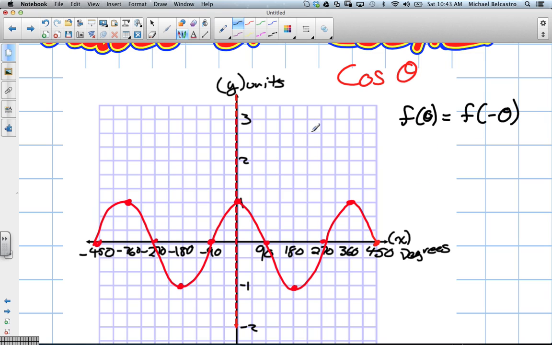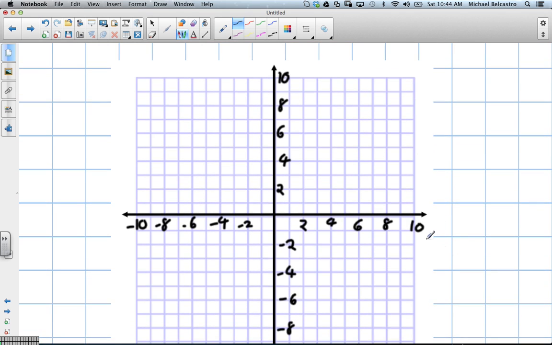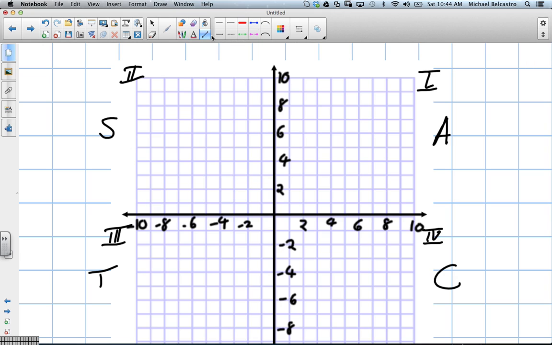Why is an event like this occurring? Let's go back to our CAST system and see if we can put a little sense to it. So over here in our CAST system, this is quadrant 4, 1, 2, and 3. And we know with our system we have C, A, S, T. Okay. We know that our initial arm normally starts right on the x-axis. Okay. And then we have a terminal arm.